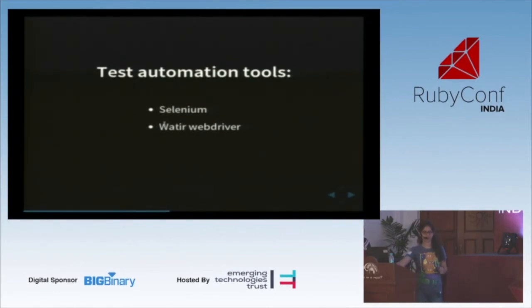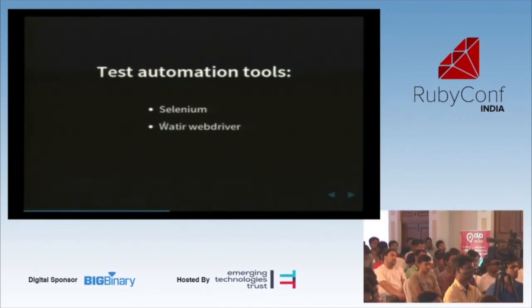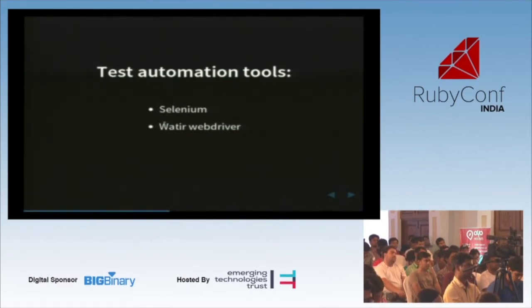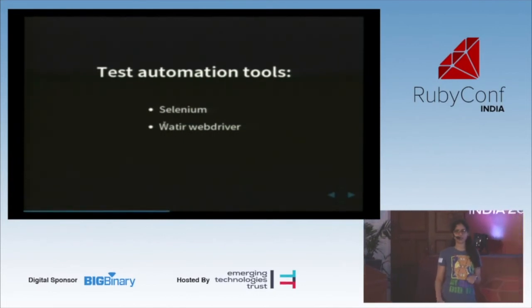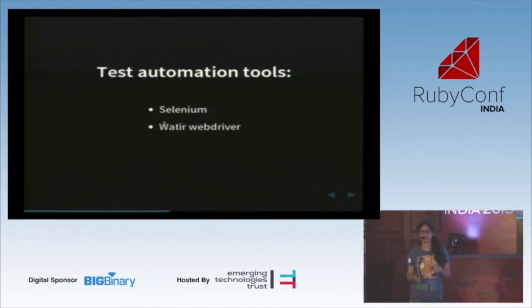WATIR WebDriver. WATIR stands for Web Application Testing in Ruby. It is another Ruby gem. It has a very readable and a friendly API. It is implemented as a wrapper over the Selenium 2.0 API. I personally like WATIR WebDriver because with this, I don't have to worry about element locators like XPath or CSS.